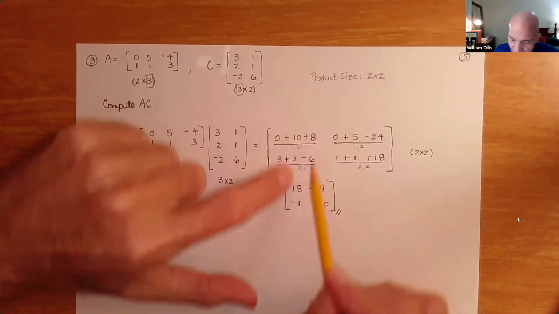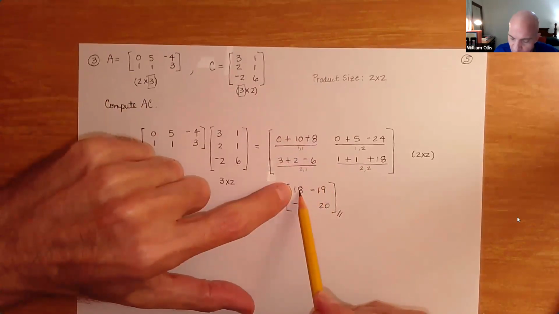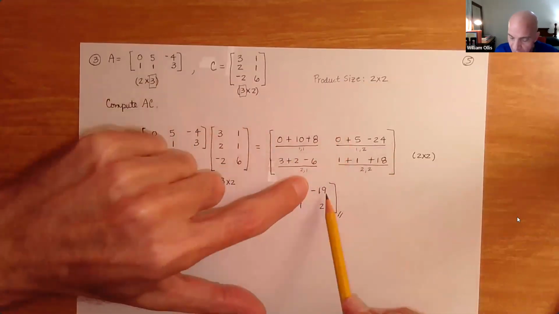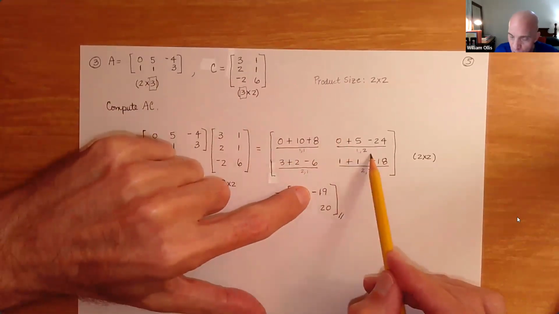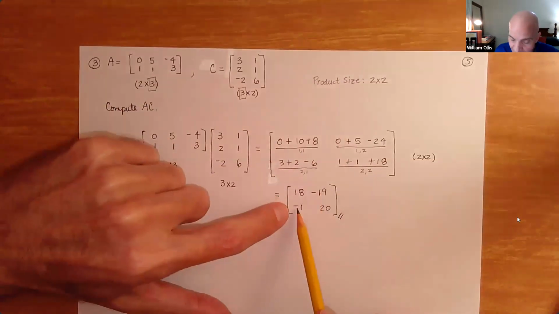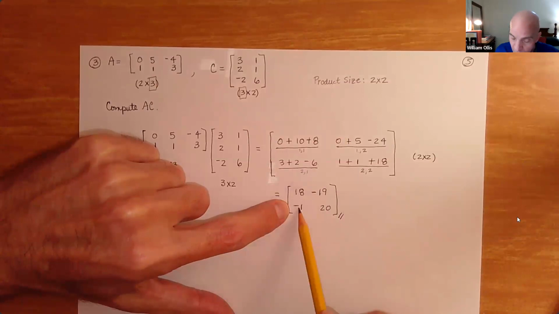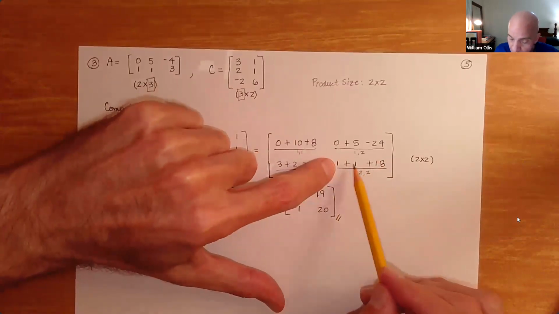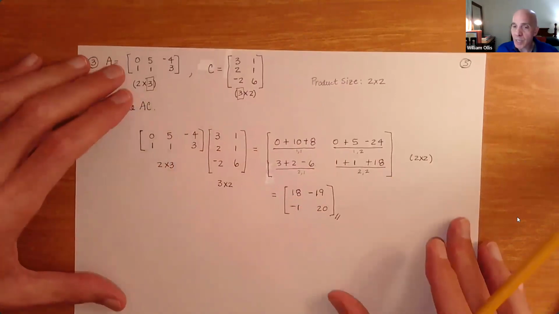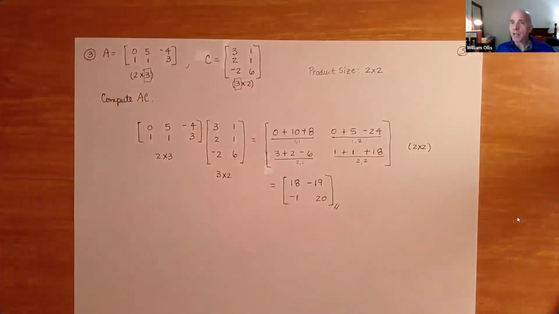10 plus 8, that gives us 18 for the 1, 1 entry. 5 plus a negative 24 gives us negative 19 for the 1, 2 entry. And now here we have a 5 minus a 6. That gives us negative 1 for the 2, 1 entry. And here we have a 1 plus a 1 plus an 18, which gives us 20 for the 2, 2 entry.